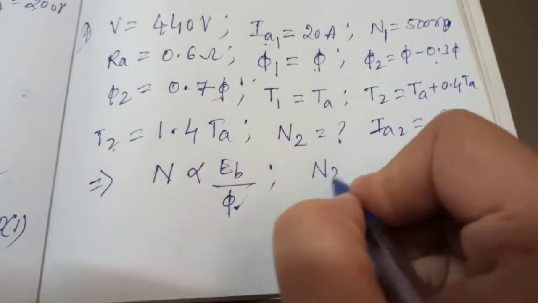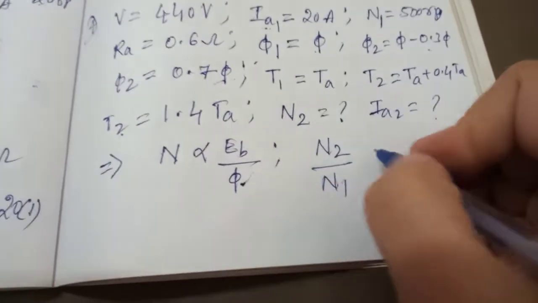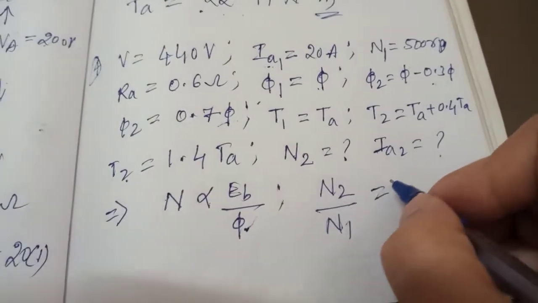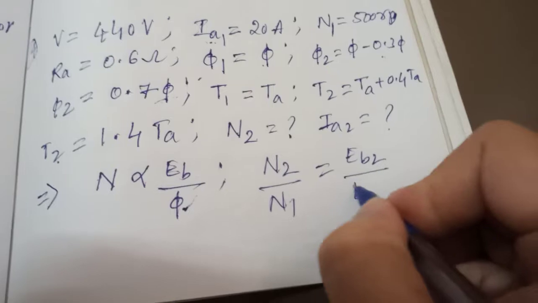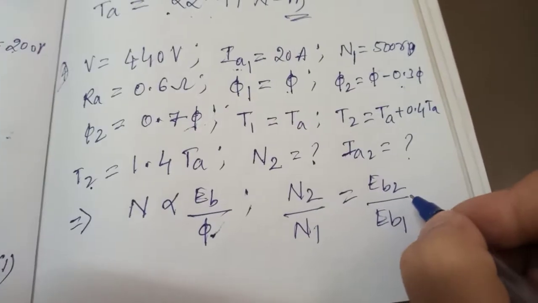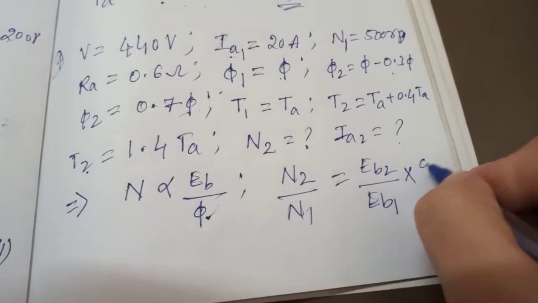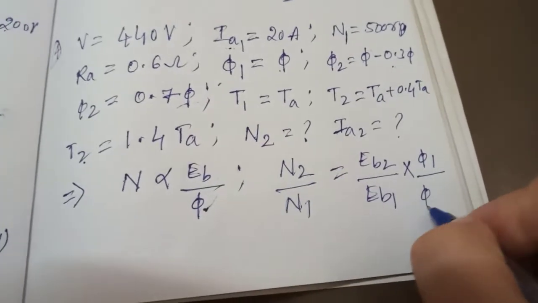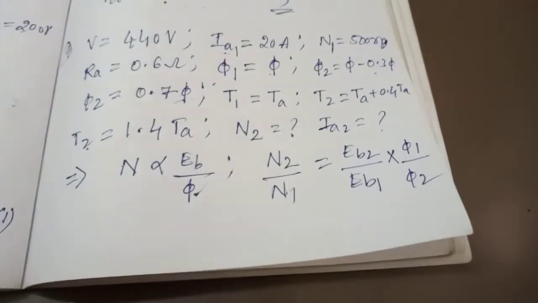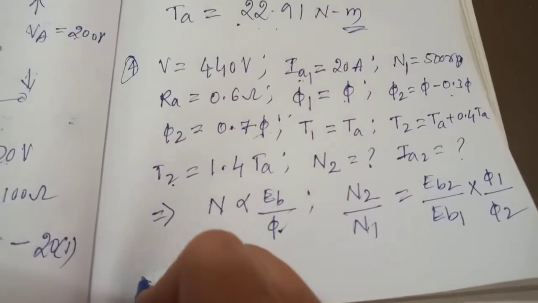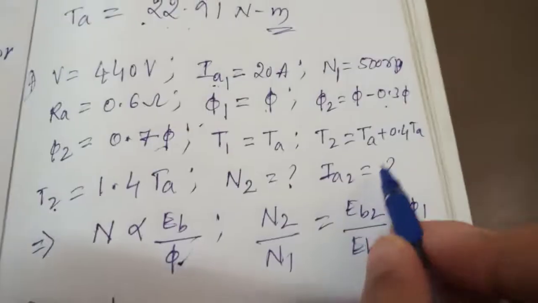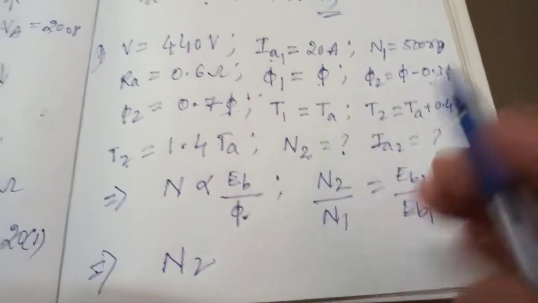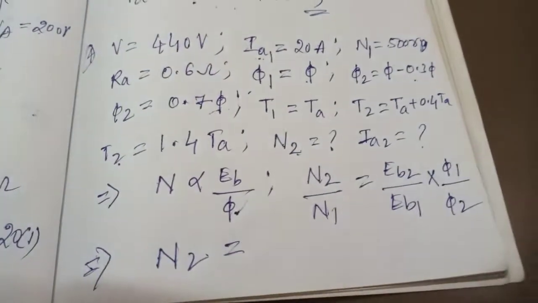So N2 by N1 is equal to EB2 divided by EB1. EB2 divided by EB1 is equal to phi 1 divided by phi 2. Right or wrong? Yes, phi 1 divided by phi 2. So N2 I have to calculate, right? N2 is the question mark. What are the new values of speed? So N2 is the question mark.